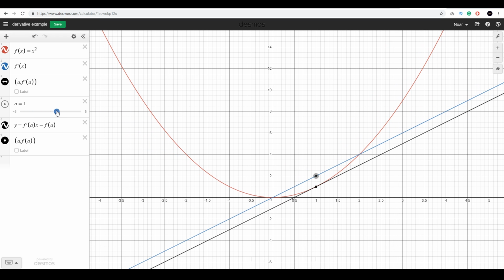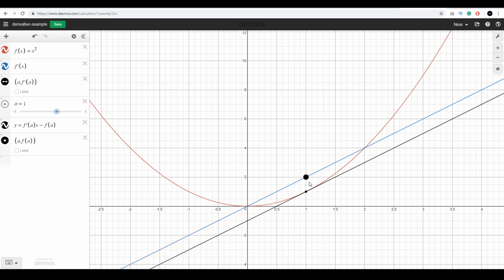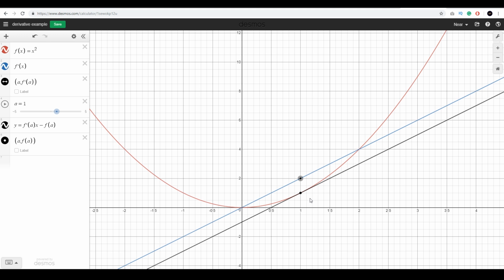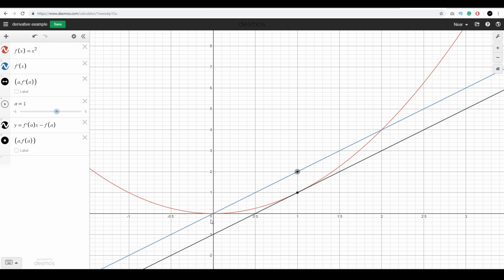And this works for every single point along this curve. So at point 1, 1, the slope, or the instantaneous rate of change, is 2, because the derivative is 2. If we hover over it, yeah, 1 comma 2. So the slope of a tangent line at 1 comma 1 of x squared would be 2, because the derivative is 2 at x is equal to 1.